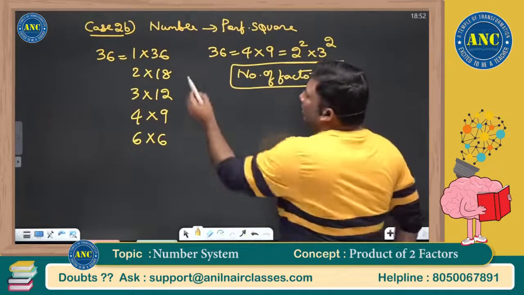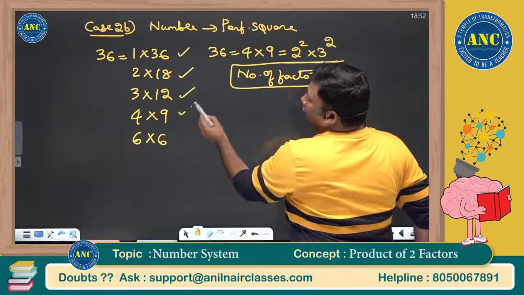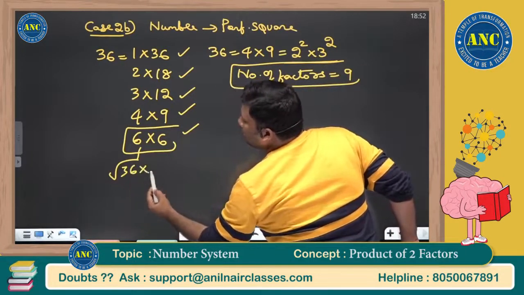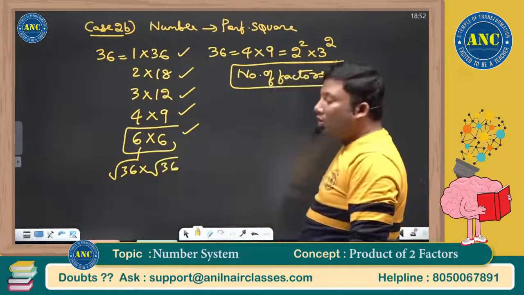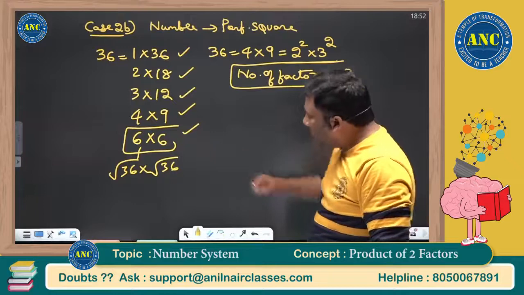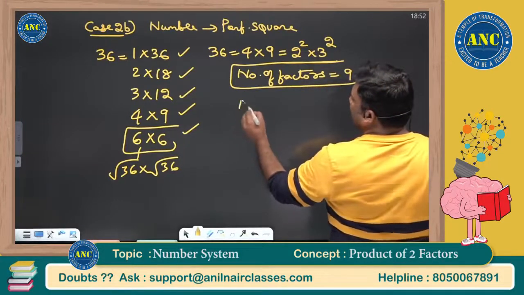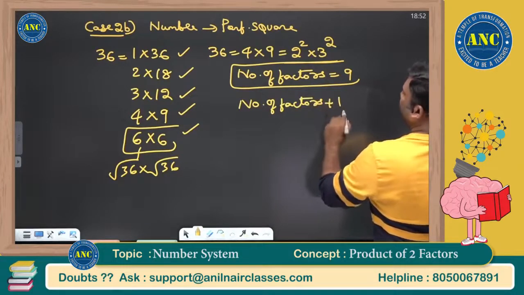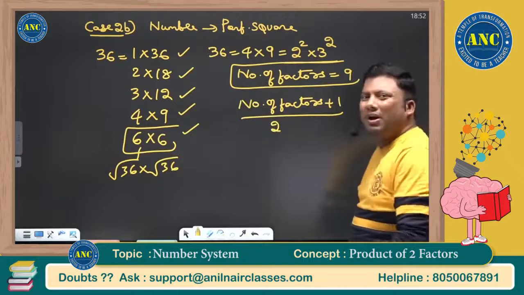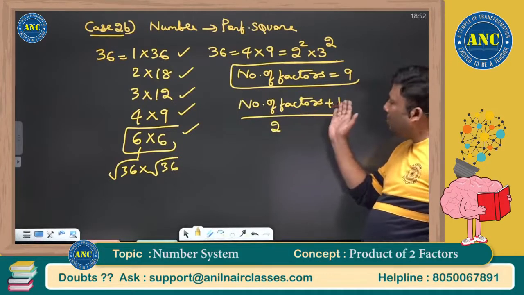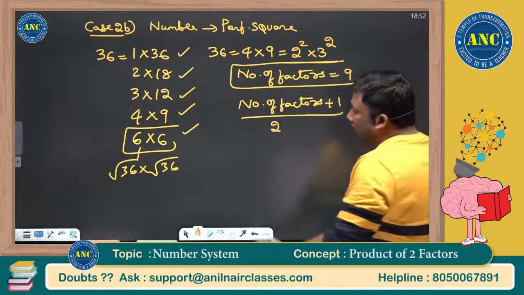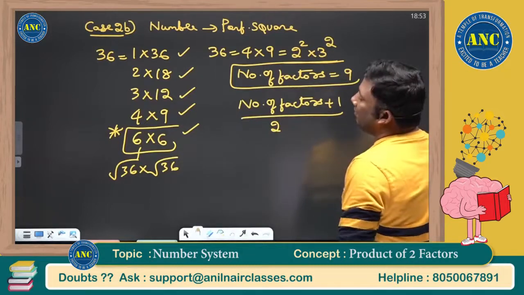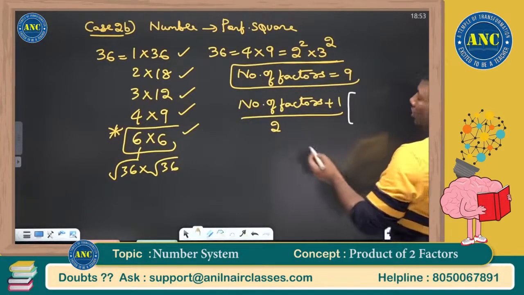Totally, how many cases did we get? 1, 2, 3, 4, 5. What is this case? This is nothing but root 36 into root 36. Are you all with me? If I include root 36 into root 36, the answer is the number of factors plus 1 by 2. 9 plus 1 is 10, 10 divided by 2 is 5. The number of ways can never be a decimal value. If I include this one, it is the number of factors plus 1 by 2.